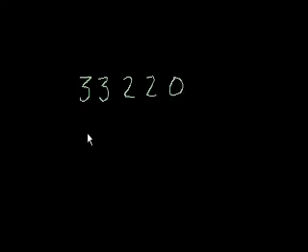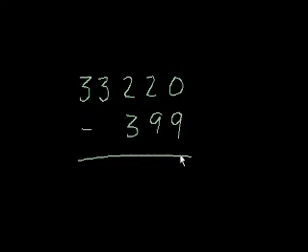33,220 minus 399. So just like we did with, I believe we also did borrowing in the Level 3 subtraction, we have to go through all of the digits in the top number, starting with the top right digit, and make sure that they are larger than the digit below it, because you can only subtract a smaller number from a larger number. You can't do it the other way, at least until we learn negative numbers. So let's go through this and make sure all the top numbers are larger.